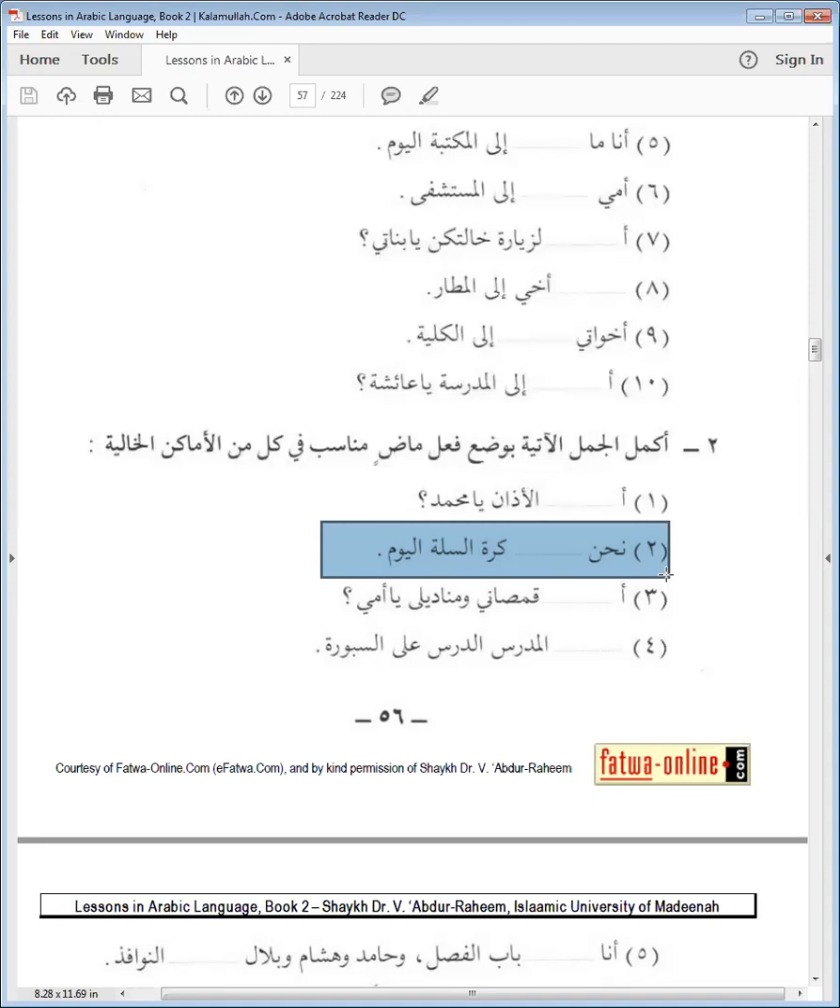So we have the sentence: nahnu something kurat as-sallah al-yawm. We did something, basketball, today. So naturally we will use the verb. Which verb could we put in here? Anybody?